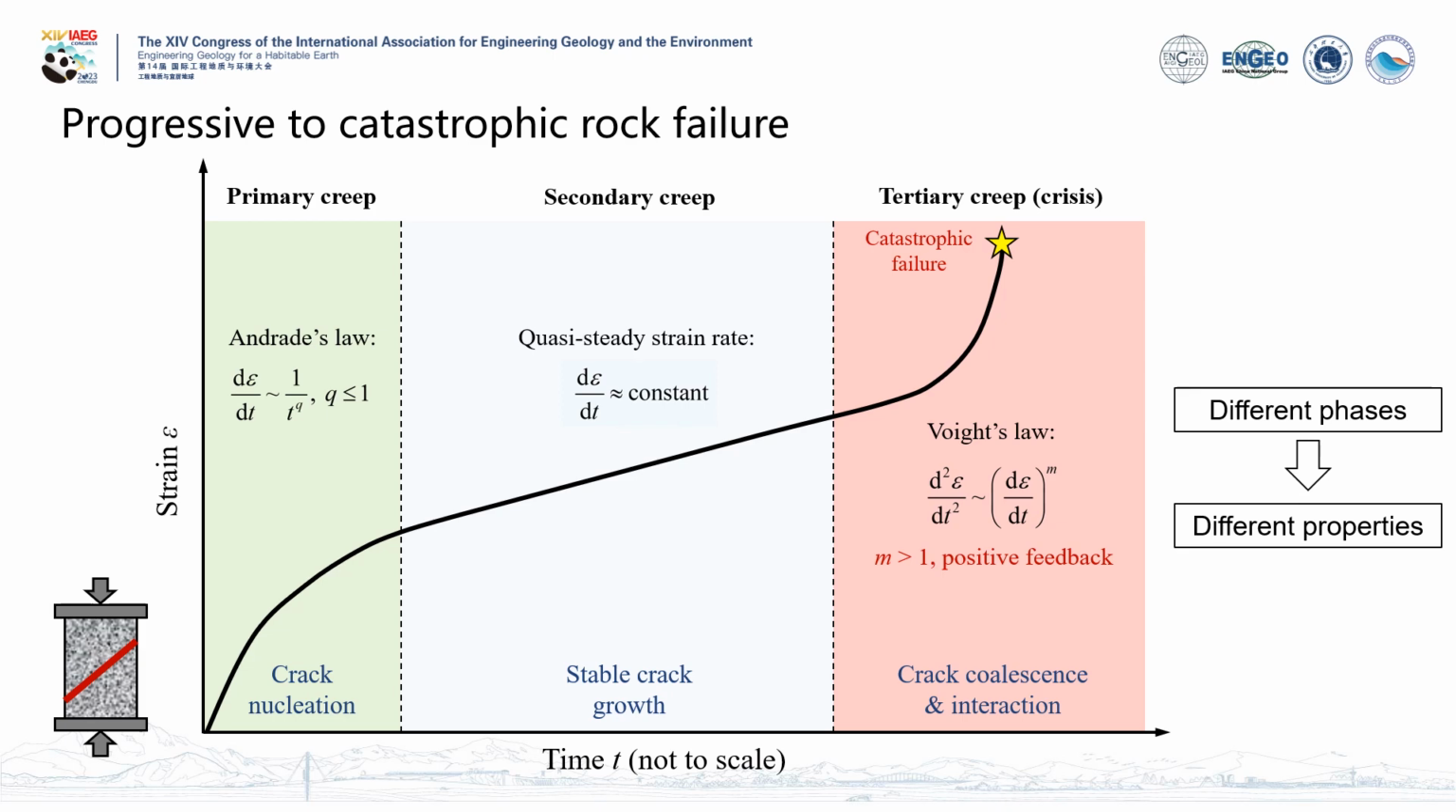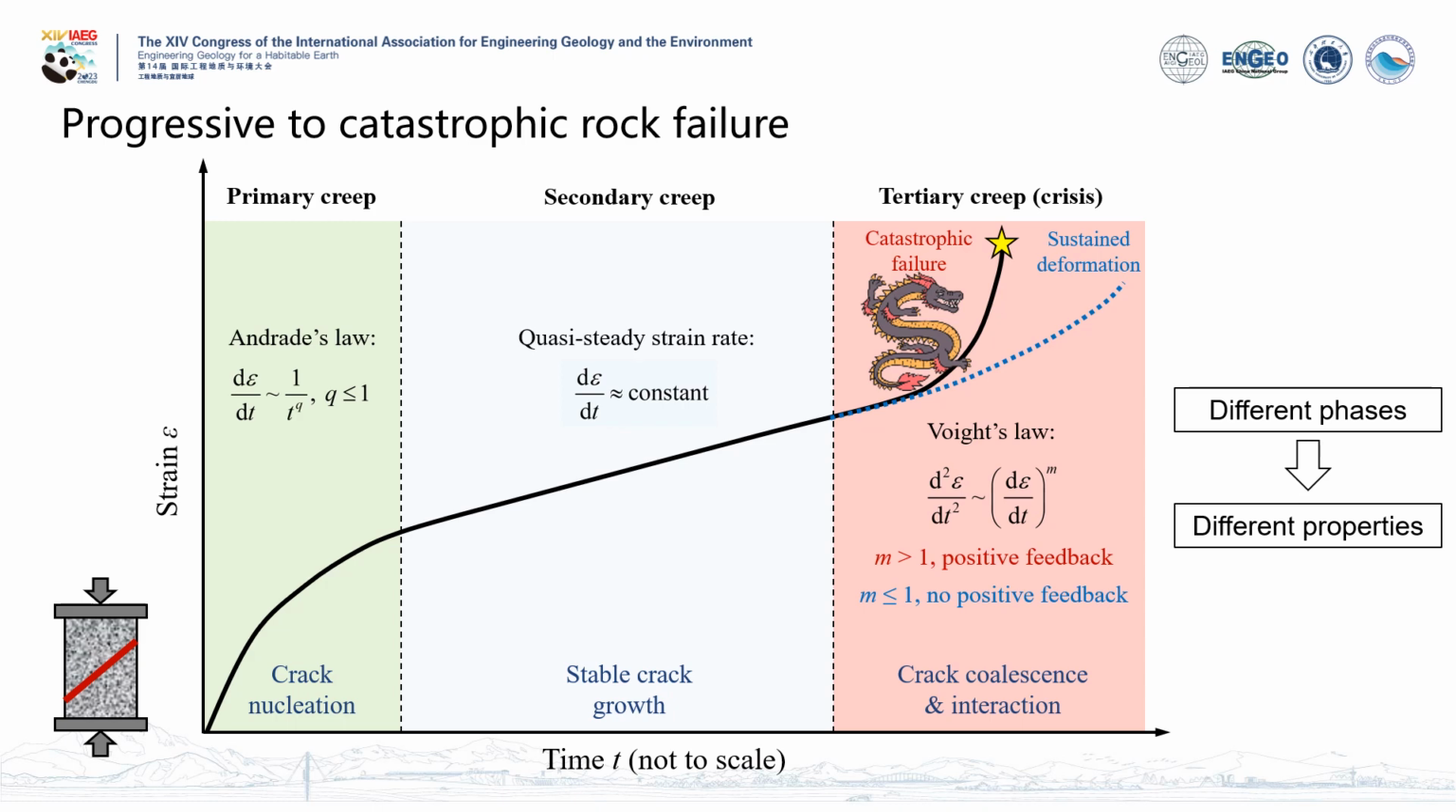If there is no positive feedback, corresponding to this m exponent being smaller than or equal to 1, the strain can still accelerate but no failure would occur. Clearly, catastrophic rock failure is a dragon king, which is born from a unique mechanism, the positive feedback process, and has a huge impact on the system, corresponding to the rupture of the entire rock sample.